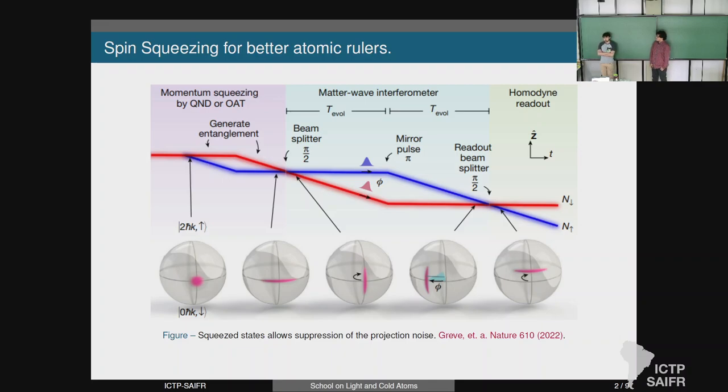And already with Philip, we saw that projection noise adds some noise to the measurement because of the measurement itself. So the accuracy of our interferometer is going to depend on the distinguishability between the initial state and the final state. If we compare a coherent state, which is shown here, with a squeezed state, of course we agree that we prefer a squeezed state to make better measurements. Do we agree? Yes? Right.